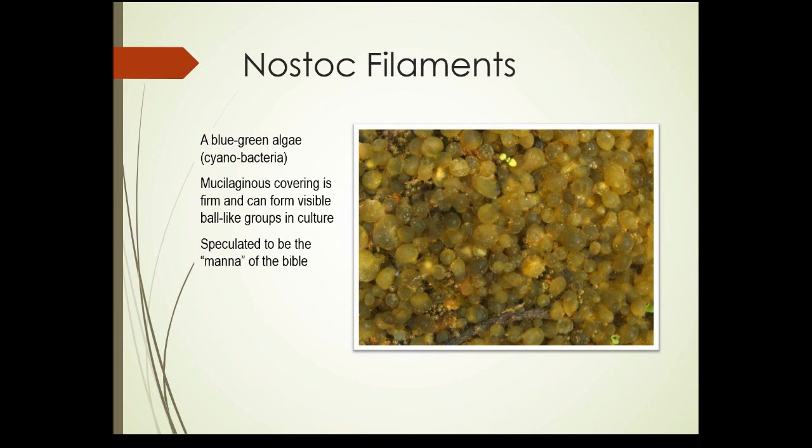Finally, for this little section, blue-green algae can group together, as we talked about before, in colonies, and the surrounding mucus can group them all and form visible ball-like groups when grown in culture. There's some speculation that these groups of blue-green algae could be the manna referred to in the Bible.